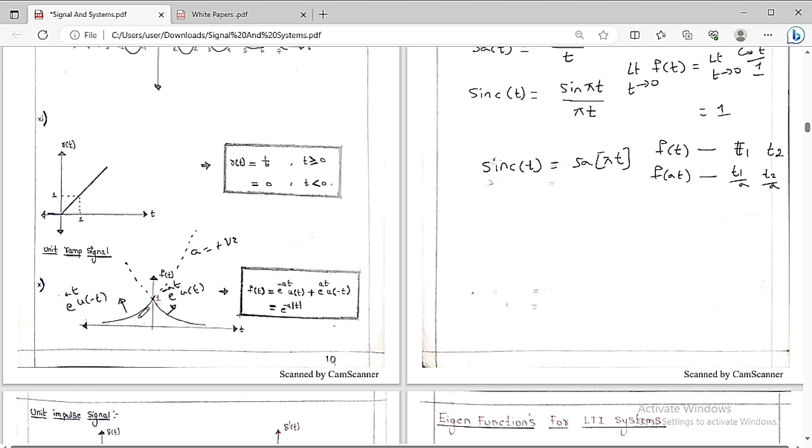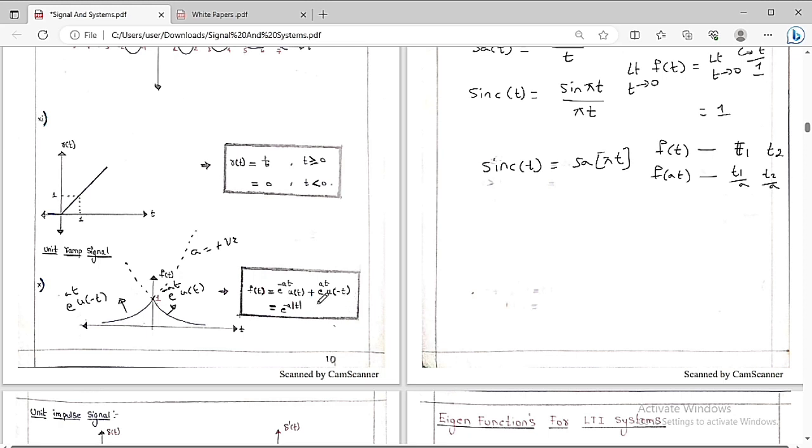So this graph is e to the power of at into u of minus t, and this graph is e to the power of minus at into u of t. So just add these two things in order to get the overall waveform. So f of t is equal to e to the power of minus at into u of t plus e to the power of at into u of minus t.